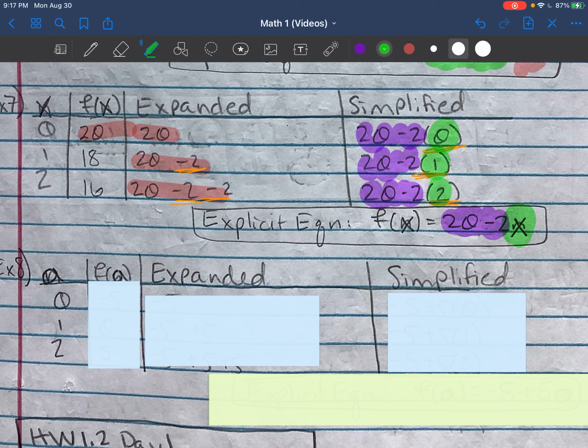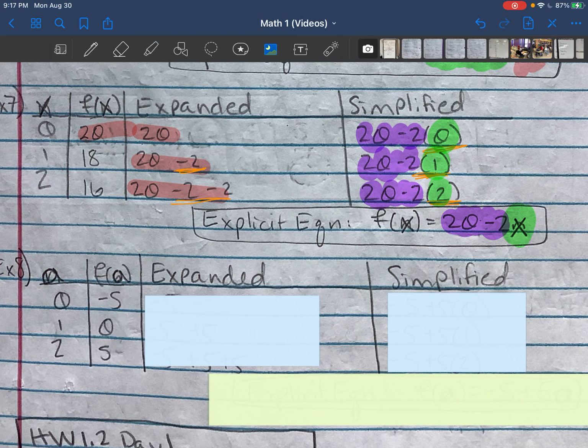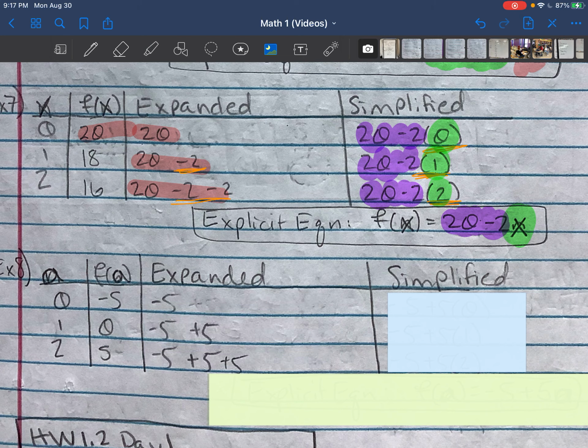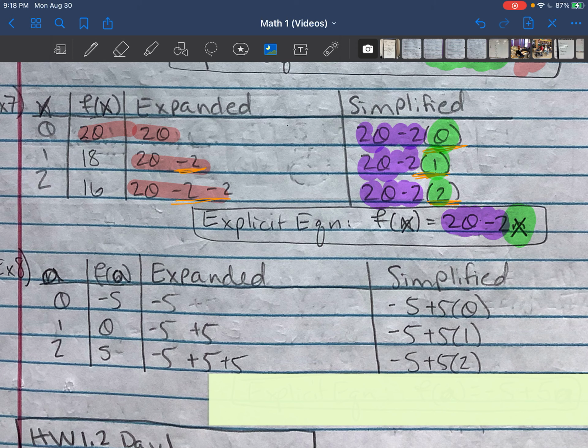So looking at the next one here, we have -5, 0, 5. So we're adding by 5s down our table. So we start with -5, then -5 plus 5, then -5 plus 5 plus 5. So when we simplify this, we should have -5 plus 5 times 2, because we added 5 twice, and then -5 plus 5 times 1, because we added 5 once, and then we have -5 plus 5 times 0, because we didn't add any 5s here. There's no 5s being added.